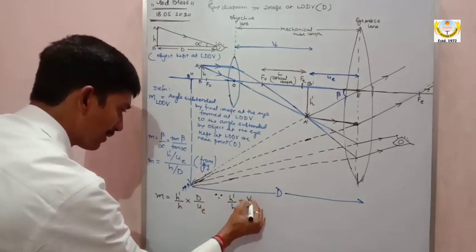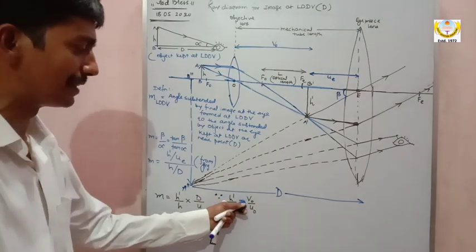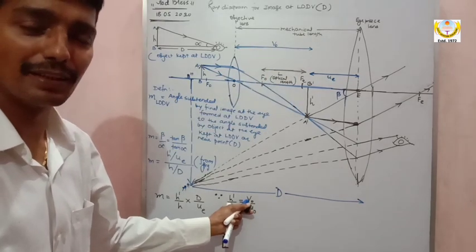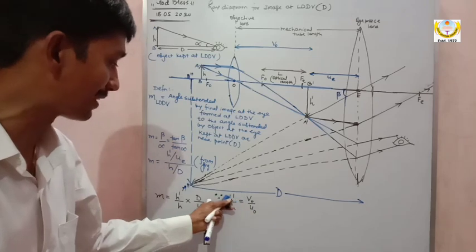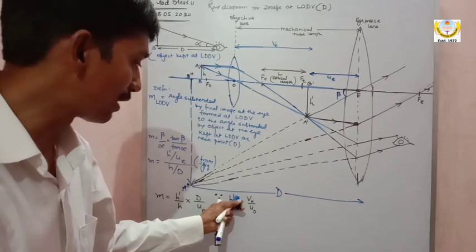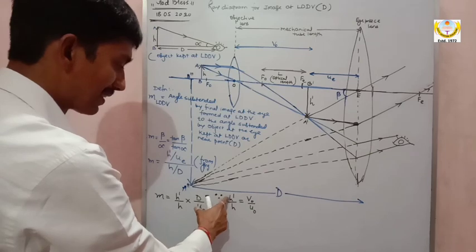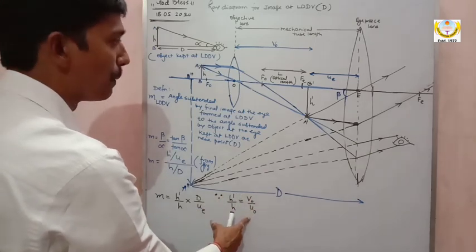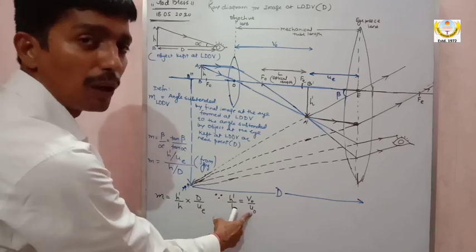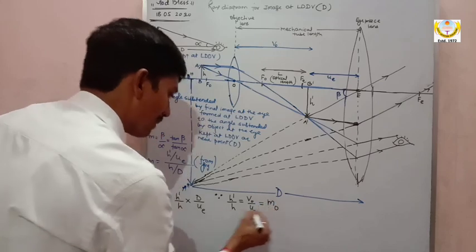So no doubt, my dear, h dash upon h is actually equal to VO upon UO. You all know that size of the image upon size of the object is equal to image distance upon object distance. And who formed this image? The objective. So h dash is nothing but the size of the image, and by similar triangles, h dash upon h is equal to VO upon UO, my dear. And h is the size of the object. And this is all equal to MO, that is magnification by the objective.